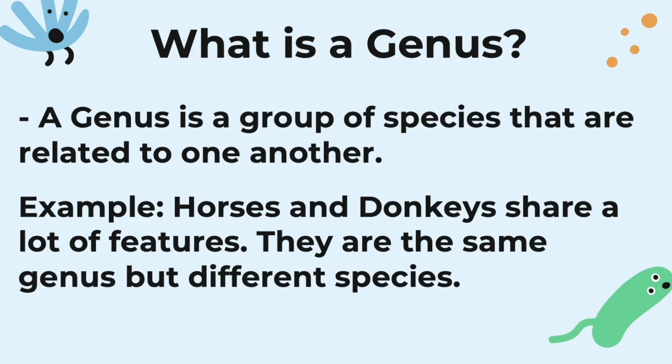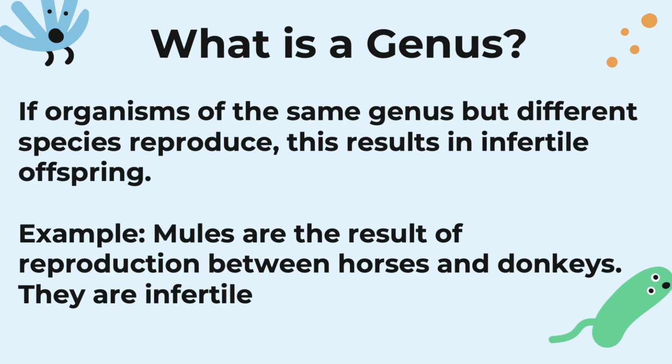You can think of a genus like a family name for species that are alike. Horses and donkeys, they're in the same genus because they look and behave similarly, but they're not the same species. Sometimes animals from the same genus but different species can mate, but the offspring they produce can't reproduce themselves. A classic example is the mule, born from a horse and a donkey. While mules are strong and useful, they're infertile because their parents aren't from the same species.